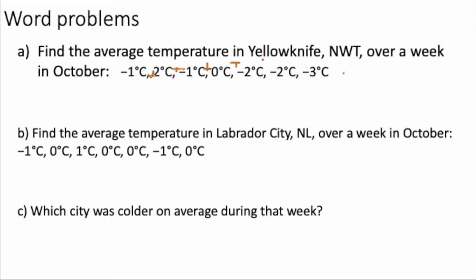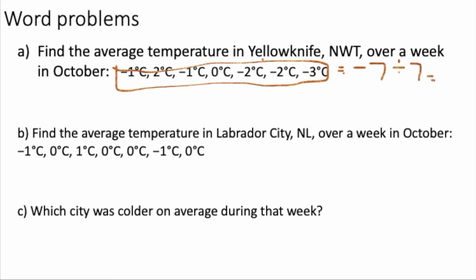So I go -1 plus +2, right? Plus -1 plus 0 plus -2 plus -2 plus -3. And this is equal to -7. Okay? And you can double check that if you want. But I know I've done it right. Then what I look at is how many days do I have? Well, I have 7 days in total here. So I'm going to divide this number by 7 to find out what the average is. And the average temperature was -1, so -1 degrees Celsius.